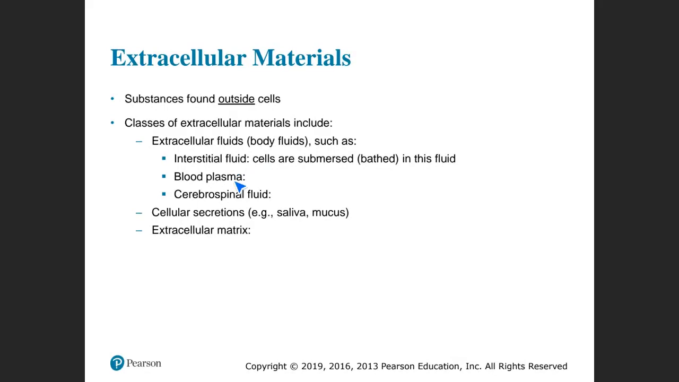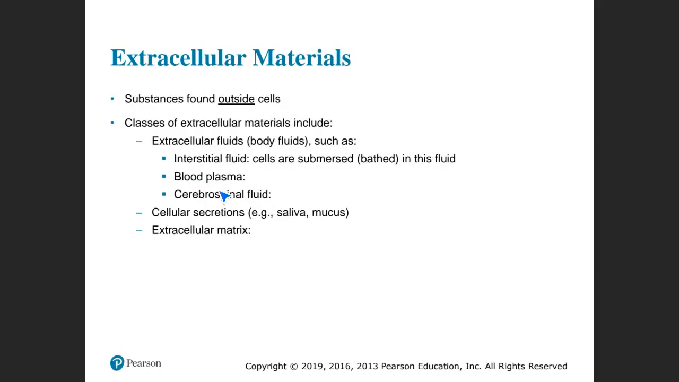Blood plasma is technically also an extracellular fluid, and this is the fluid matrix part of blood. It's about 55% of the content of blood, and the makeup of plasma is about 92% water. There's also some proteins in there and some other things.